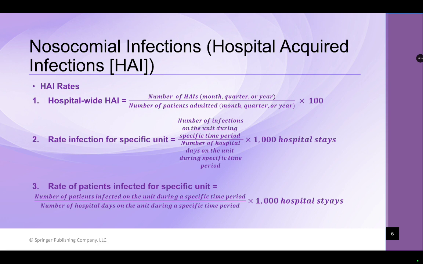So specifically for that hospital-wide one is this first little point here. And then we can also use these formulas to create comparisons at the unit level of the hospital, as shown in the second bullet point here. And then we can even differentiate the rate for infection on a given unit or the rate of patients infected for a specific unit, as shown in the third formula on this slide.